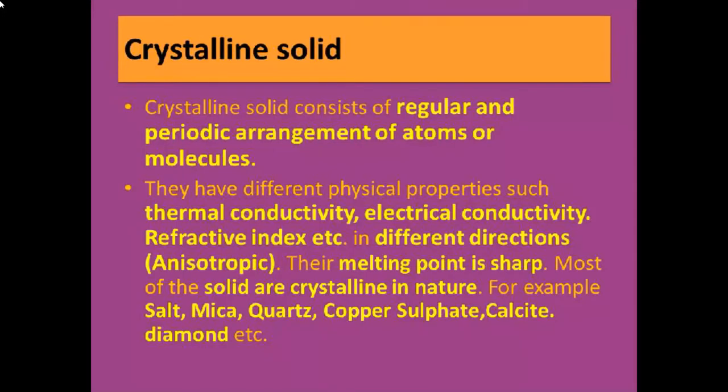They have different properties such as thermal conductivity, electrical conductivity, refractive index, etc. in different directions. And they also have sharp melting points. Most of the solids are crystalline in nature, and the examples of the crystalline solids are salt, mica, quartz, copper sulfate, calcite, diamond, etc.